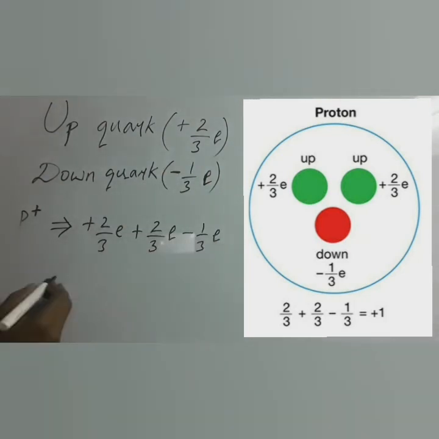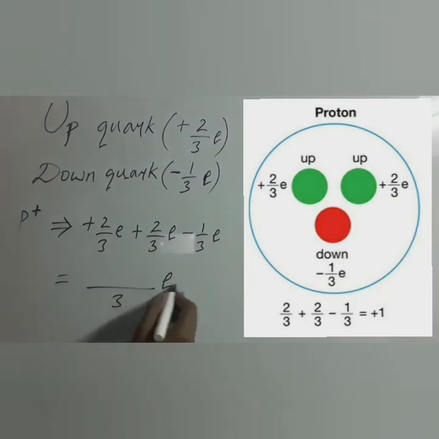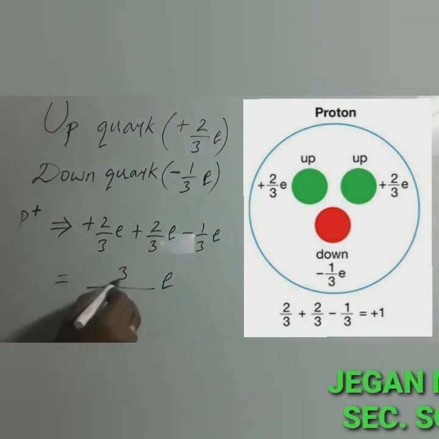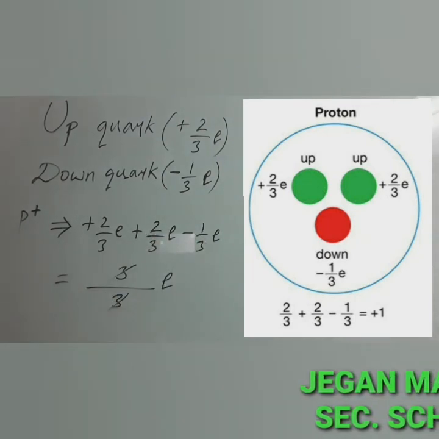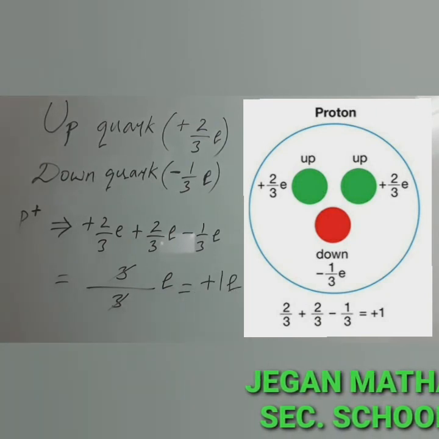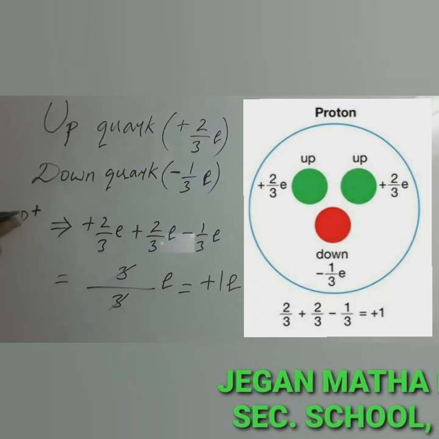You have to take an LCM. So 3 in the denominator, 3 e is a common thing. 2 plus 2 is 4, minus 1 is 3. So the 3 and 3 can be cancelled, which is equal to plus 1 e, simply plus e. That is the charge of the proton.